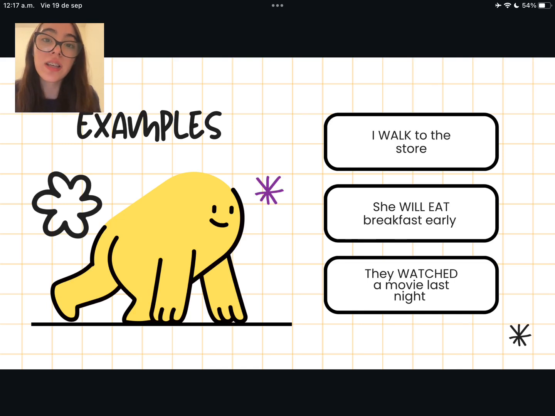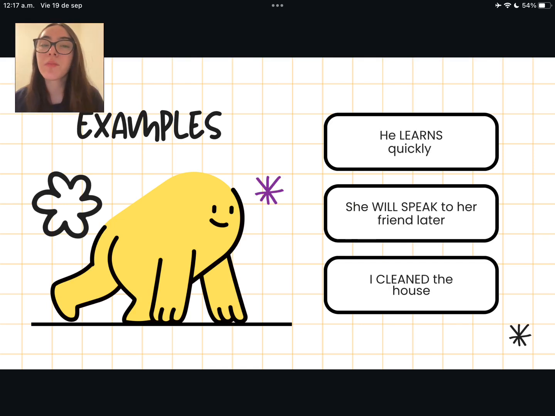As I mentioned, the only one that changes is the past, and regularly it puts an ed at the end, like in this example. Well, here we have three more examples. For example, he learns quickly. Well, it is in present. She will speak to her friend later. As you can see, there is a will, so it's future. And, I cleaned the house. It ends with ed and well, it is in past, so past.